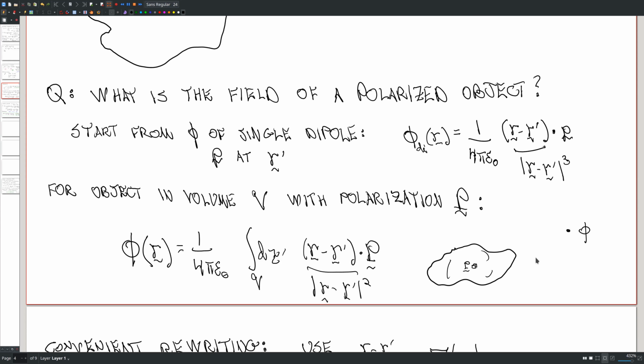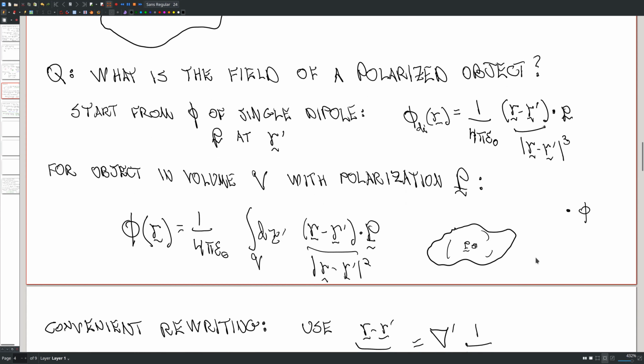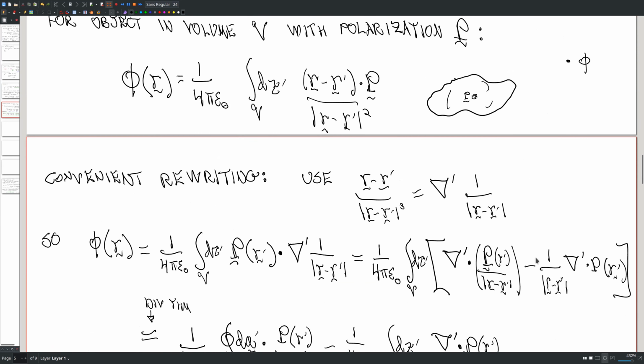One convenient rewriting that we can do for this formula here. This formula is completely correct. I wanted to put our hats on here, but I didn't, so that's a cubed. So this formula here is completely acceptable. There's nothing wrong with it. If I happen to know the polarization throughout my object, then I just compute the potential this way. If I get the potential, I get the field.